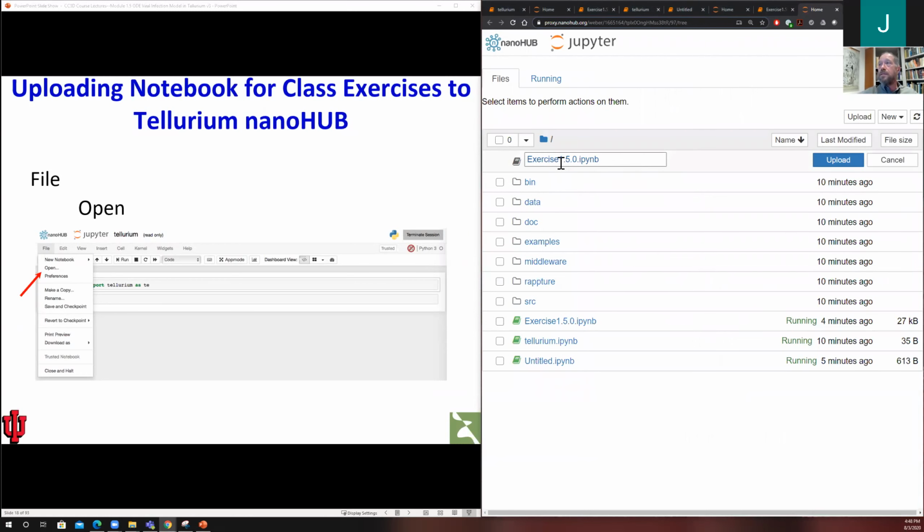The file name is exercise 1.5.0.ipynb. And we'll have plenty of opportunities to do this again. So if there's an issue, we can come over it again. Okay. No, don't use the zipped directory. Use the unzipped one. It's unzipped, not zipped.